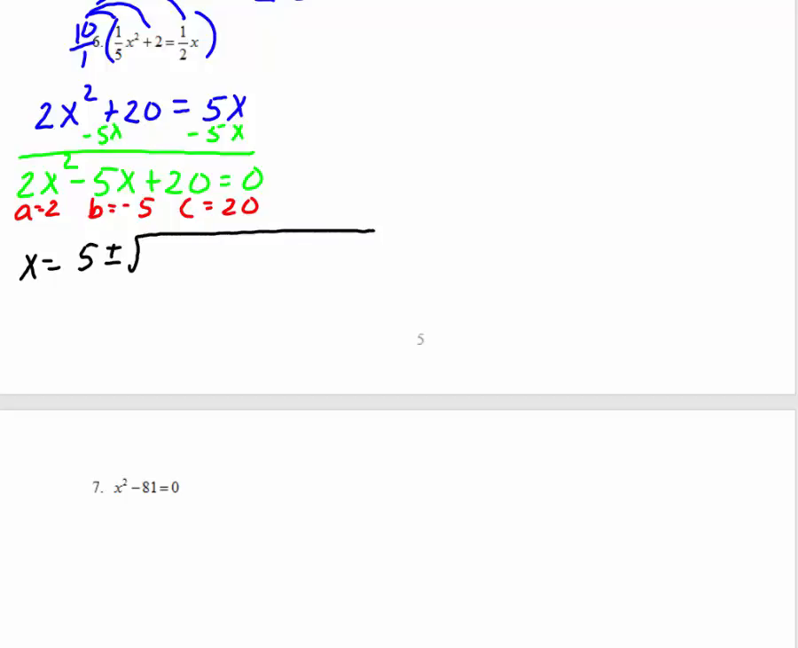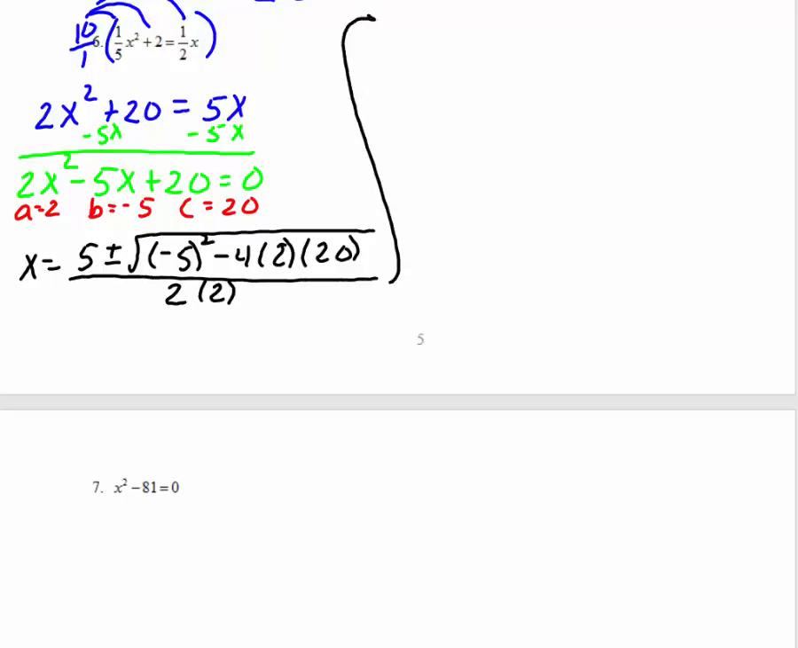Plus or minus the square root of negative 5 squared. Use parentheses because that negative is being squared. Minus 4 times a, which is 2, times c, which is 20, all over 2 times a, and a is 2. So x is going to equal 5 plus or minus the square root of, well, negative 5 squared is a positive 25, 4 times 2 is 8, 8 times 20 is 160, so it's a minus 160, all over 2 times 2, which is 4.